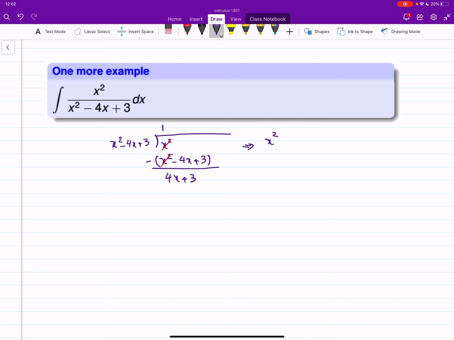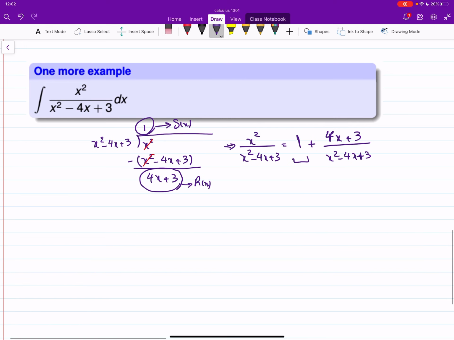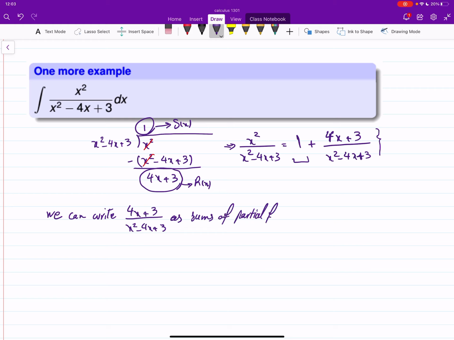That means that x squared over (x squared minus 4x plus 3) must be equal to S(x), that's the quotient, which is just 1, plus R(x), the remainder, over Q(x). And you see there's this polynomial, well in this case a constant polynomial, and there's another fraction which has lower degree in the numerator than the denominator. Now we can write (4x plus 3) over (x squared minus 4x plus 3) as a sum of partial fractions. And that's true always.